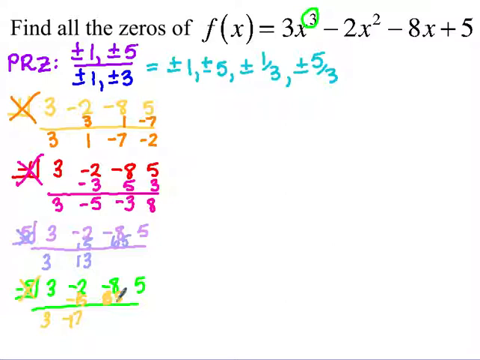All right, so now we're going to divide and conquer. You guys have 1/3, -1/3, 5/3, -5/3. Let's see if we can have one of those that works.